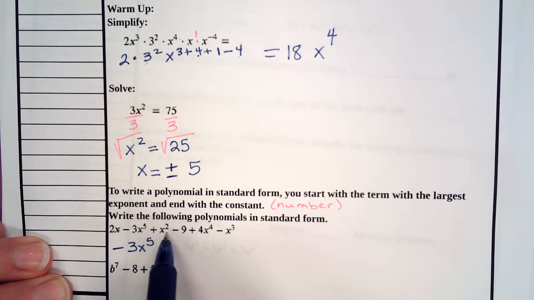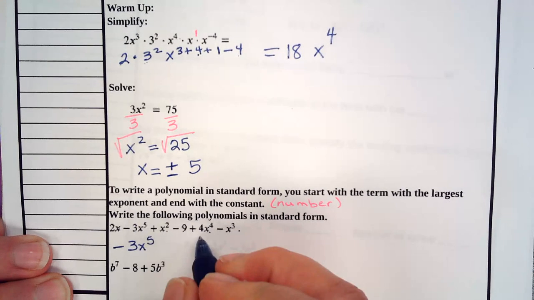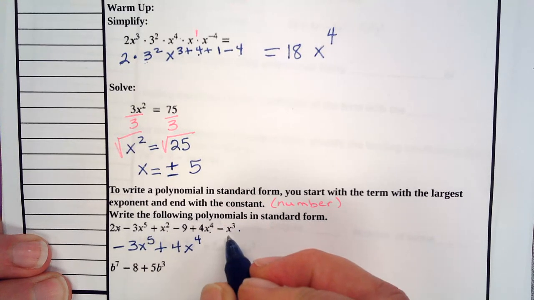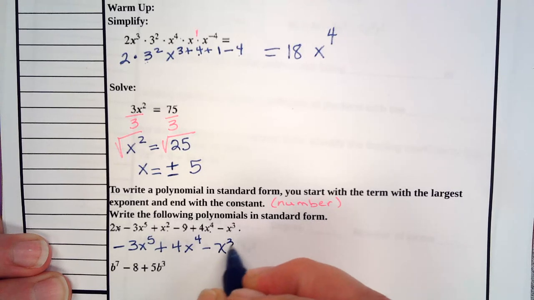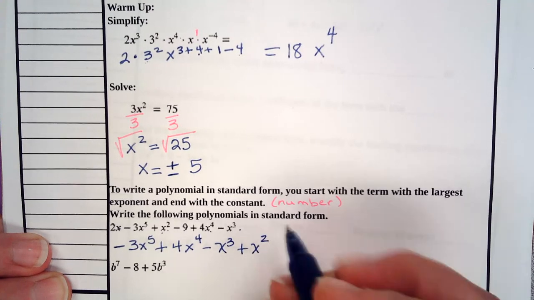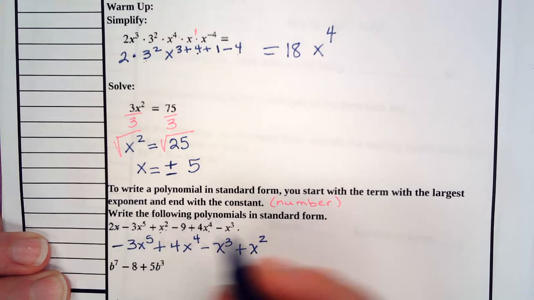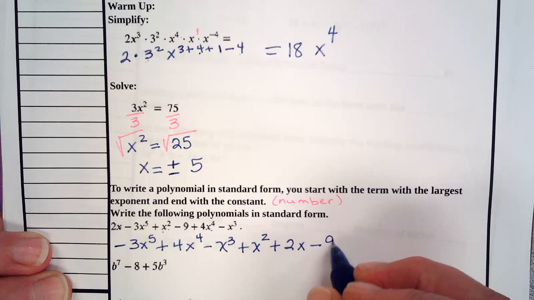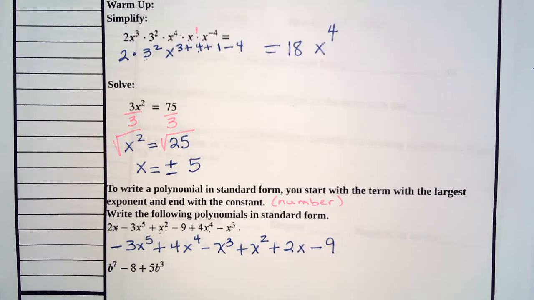Okay, now go through it again. I've got 1, 2, 4, 3. Next is 4 plus 4x to the 4th. Now I go to 3 minus x to the 3rd. Now I go to 2 plus x squared. 1 plus 2x. And you end with your number, minus 9. Hopefully this isn't any big surprise on how you set it up. You go from the greatest exponent all the way down to the smallest, and then you end with your number.